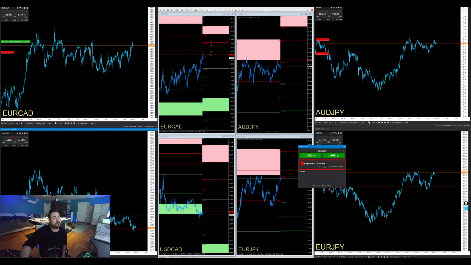Okay, getting on an alert for the Australian yen. We're not there yet. We're not there yet. Getting close. The spread just got really wide suddenly on there.